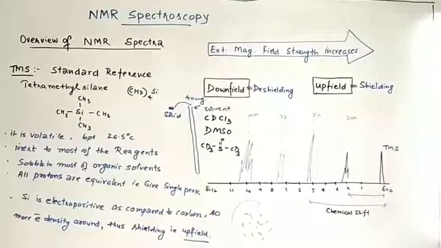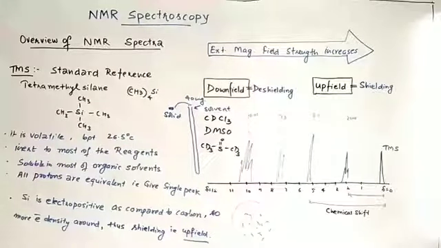Upfield means peaks which appear when you apply a higher magnetic field strength. They are closer to TMS. Keep in mind, upfield relates to shielding, and downfield to de-shielding, which is the next topic, and we will discuss it in detail. What is shielding and what is de-shielding.